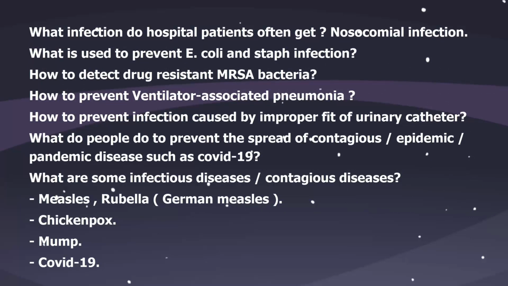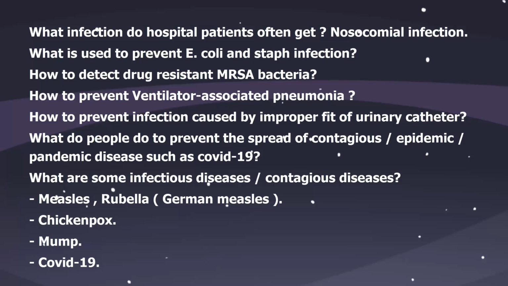What infection do hospital patients often get? Nosocomial infection. What is used to prevent E. coli and staph infection? How to detect drug-resistant MRSA bacteria? How to prevent ventilator-associated pneumonia? How to prevent infection caused by improper fit of urinary catheter? What do people do to prevent the spread of contagious or epidemic or pandemic disease such as COVID-19? What are some infectious diseases or contagious diseases?